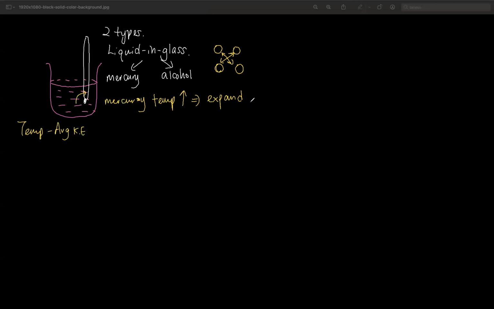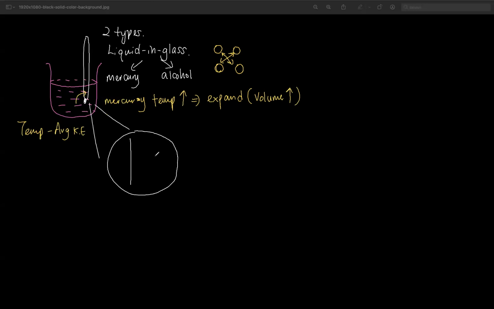Okay, temperature increase, they expand, they acquire bigger volume, so the volume will increase. Now if you see the thermometer, let's zoom in a bit. We do a manual zoom.